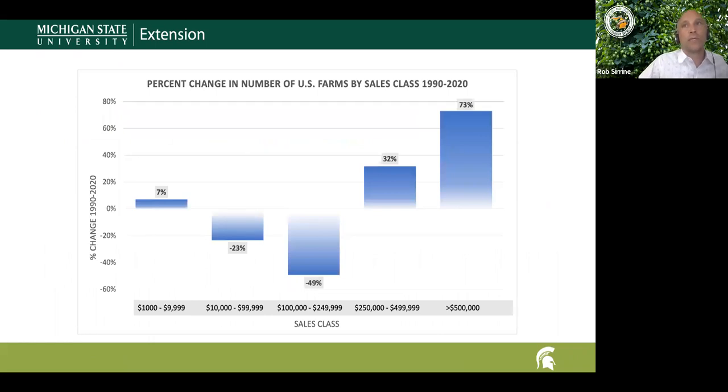And this trend continues. Again, it varies by location, but this shows percent change in the number of U.S. farms by sales class over the last 30 years. A little bit of an increase in those smaller farms. Again, that disappearing mid-scale commodity farm, and then increases in large farms. So farms are getting larger.